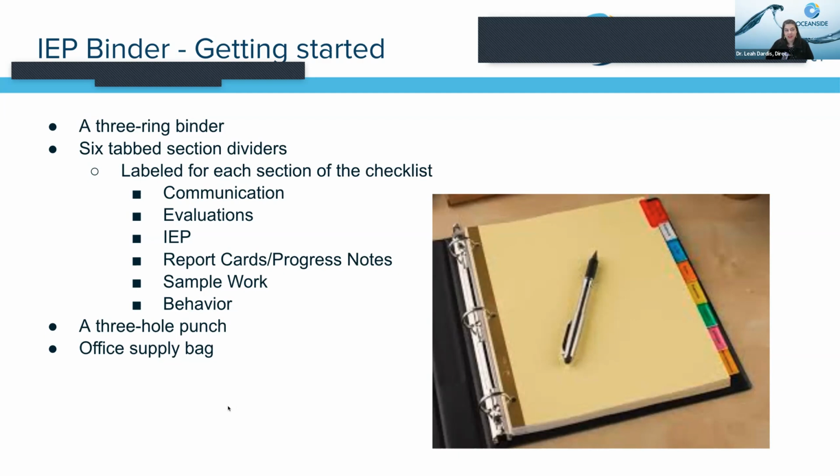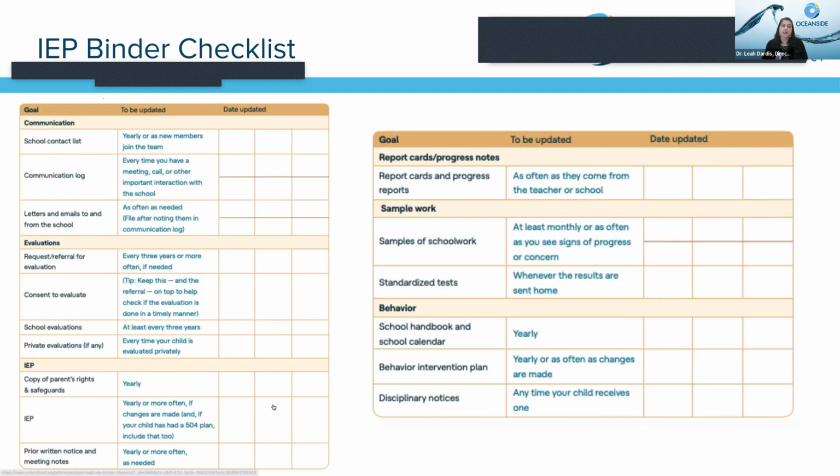And so what we look at is we have a 3-ring binder with these tab sections like we saw in the video, a 3-hole punch, and an office supply bag. As these are just best practices. It doesn't mean you have to have it. We're showing you this is a way to keep organized.